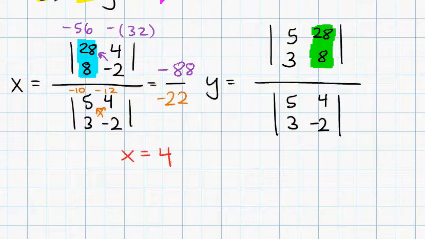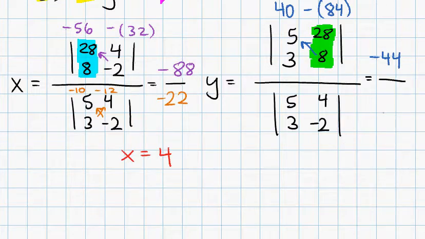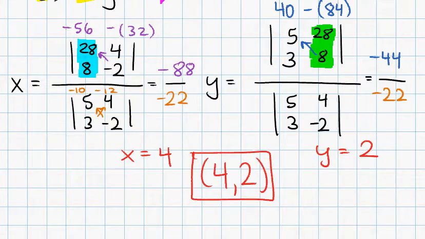Do the exact same thing for the y's, but of course with the new numbers. So 8 times 5 is 40. 3 times 28 is 84. Subtracting gives us negative 44. And these two denominators are the same, so we've already found that. So that is negative 22. Negative 44 divided by negative 22 is 2. So our answer is 4, 2. Because we always write our answer as an ordered pair.